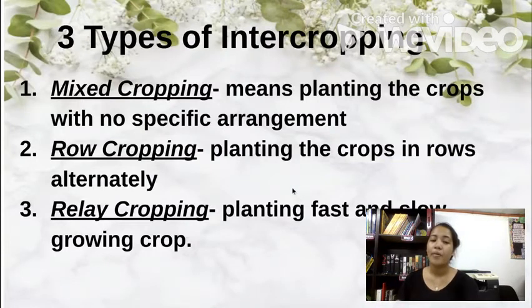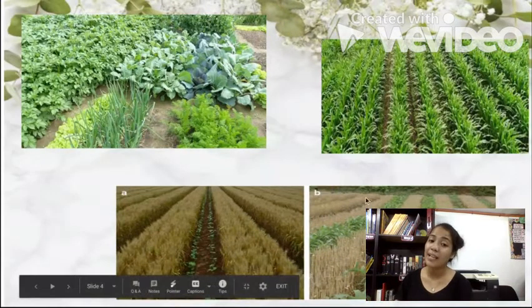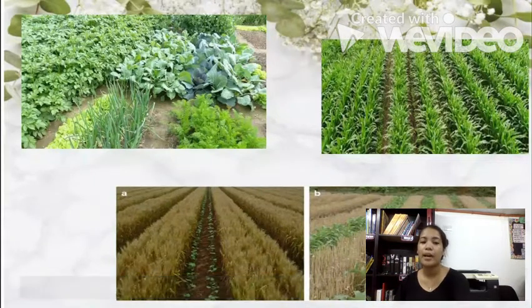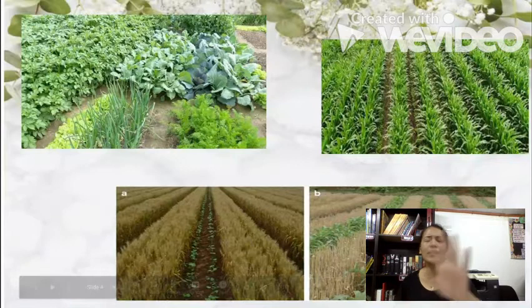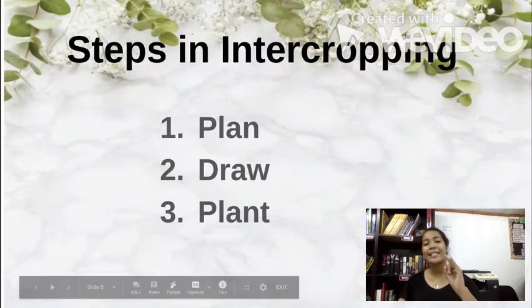Next, we have relay cropping. So relay cropping, class, this is all about planting fast and slow growing crops. So it means there are fast crops and slow growing crops at the same time. They're planted together, okay? But the other one is fast, the other one is slow. That's the third picture, that one. All right? So next, again, what are the three types of intercropping? We have mix, row, and the last one is relay. Okay, very good.